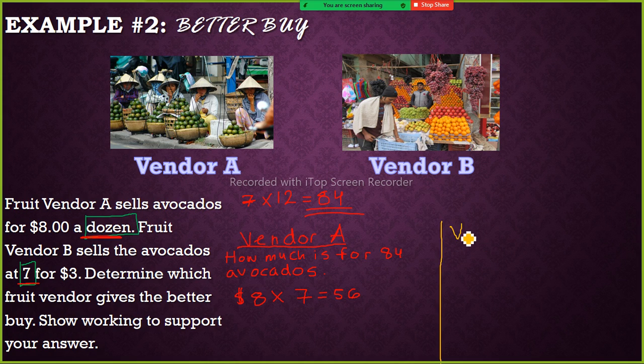Now for vendor B. We're asking the same question. How much is it for 84 avocados? Okay, so for this one, how are we going to do it?